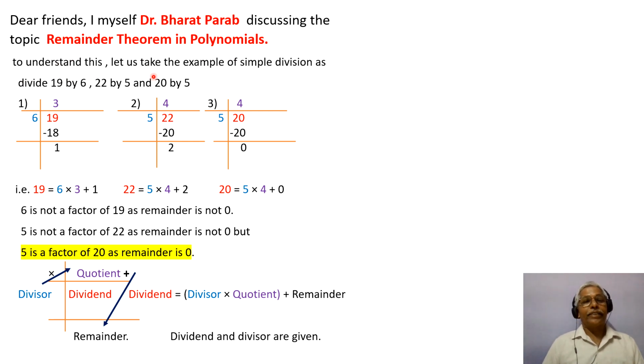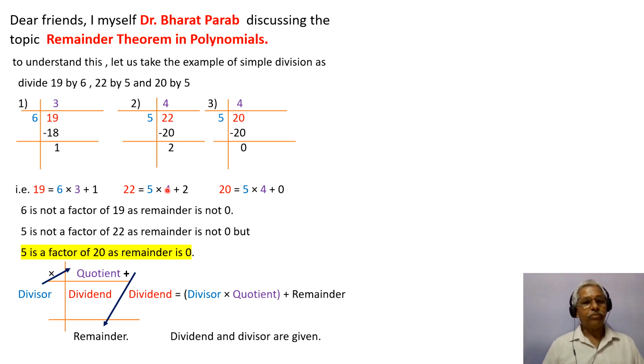To understand this, let us take the example of simple division: divide 19 by 6, 22 by 5 and 20 by 5. Three examples are given and division is carried out here. First one, 19 by 6: 6 threes are 18, remainder is 1. Second one, 22 by 5: 5 fours are 20, 22 minus 20 is 2. This is the remainder. And 20 by 5: 5 fours are 20, and this is 0, this is the remainder. In this case it is 0.